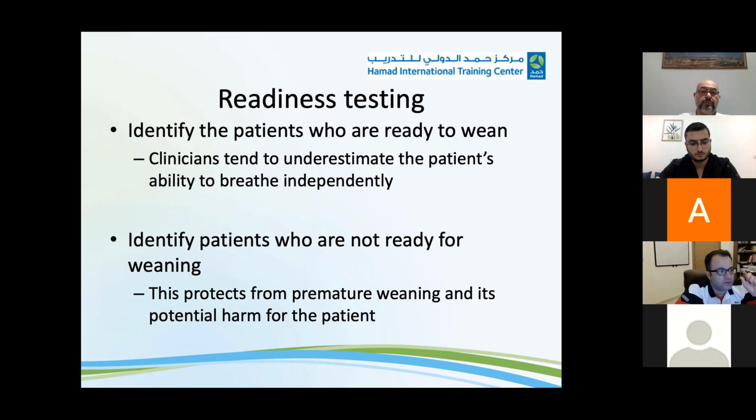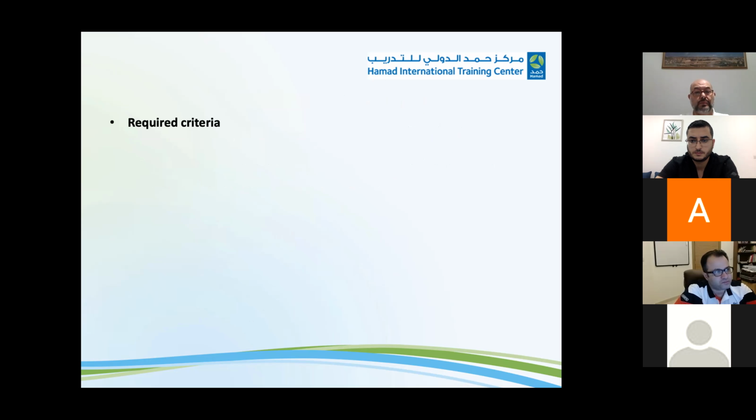The other important thing is to identify patients who are not ready for weaning. On the other hand, not all patients will do well, right? Remember the example of self-extubation: 50% of them will need reintubation. So you want to identify signals that tell you this patient is not ready for weaning, and they need longer time to be ready.